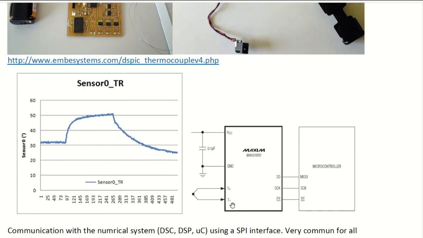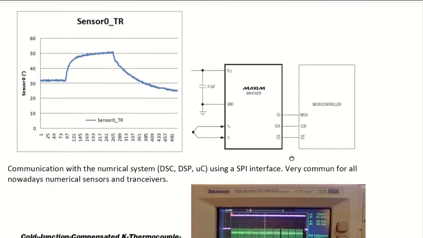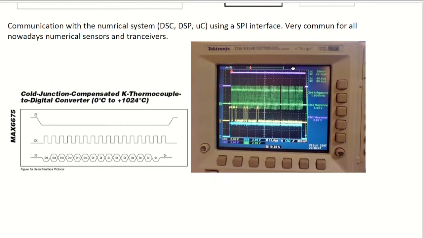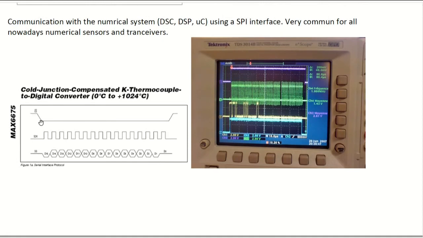This is the T plus and T minus cold junction. This is the hot junction of the thermocouple, and you connect them using the SPI: master input slave output, a serial clock, and a chip select. The microcontroller will ask, using the chip select at 0 and a clock, this transducer to send the available data. As soon as it does this, it will answer with the data.